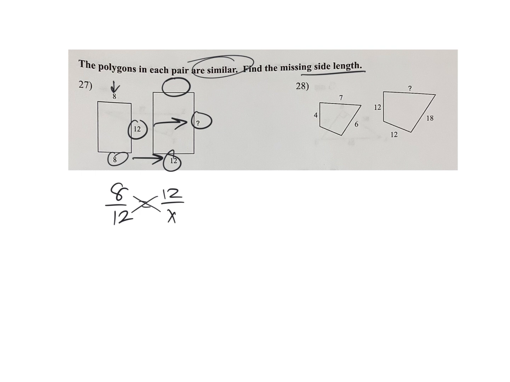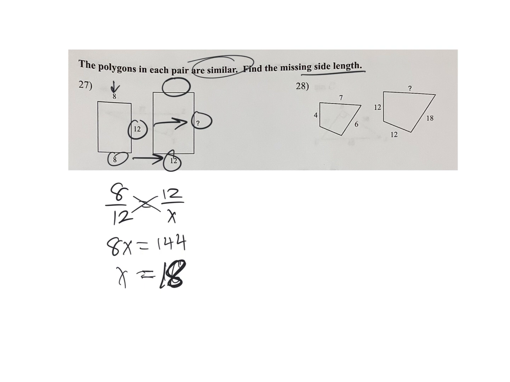And then we cross multiply. 8x equals 144. So divide by 8. 144 divided by 8 is 18, sorry. 18. Make sure you answer the question. It just says find the missing side length, so we just did. We're done.